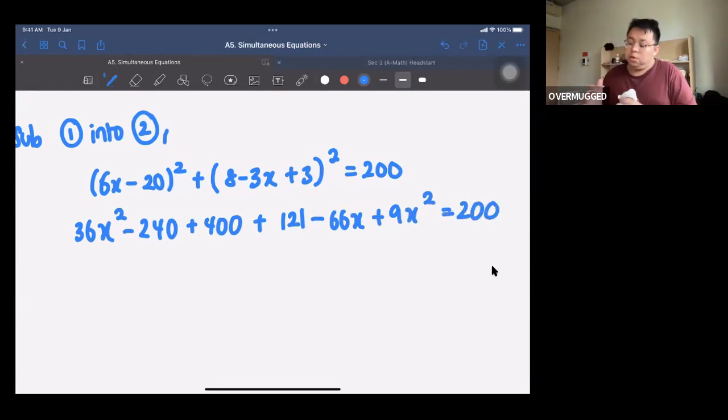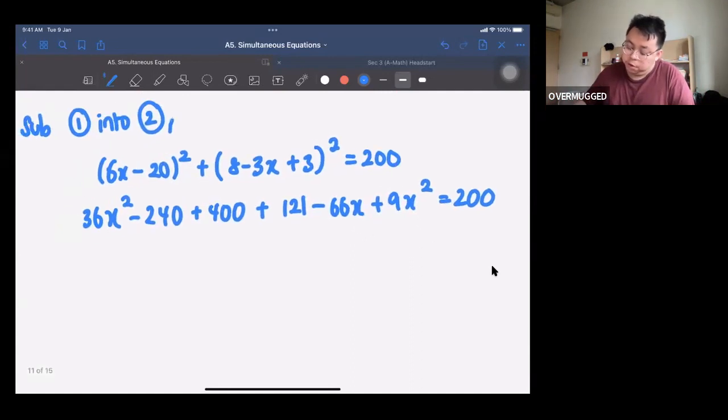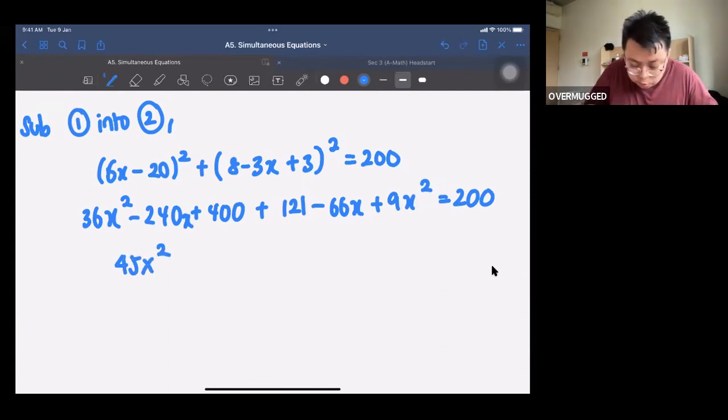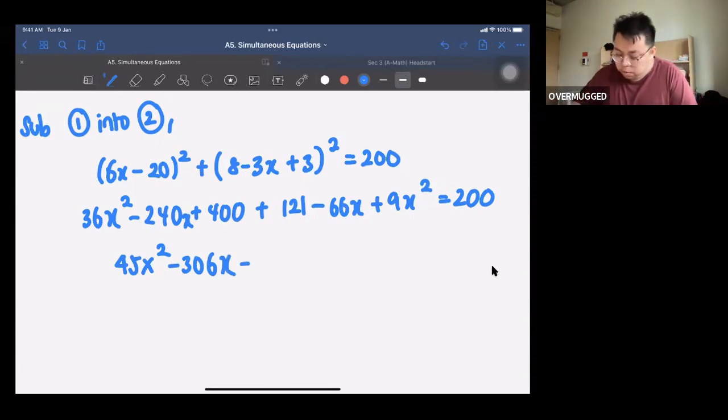So this is my equation here, and now you just need to simplify. Did I miss something out? There's a missing x. Okay, so this is the equation. Next, group everything together. So 36 plus 9, 45x squared. Negative 240 minus 66, negative 306x. And then there's a 400 plus 121 minus 200, so you will be plus 321 equals 0.